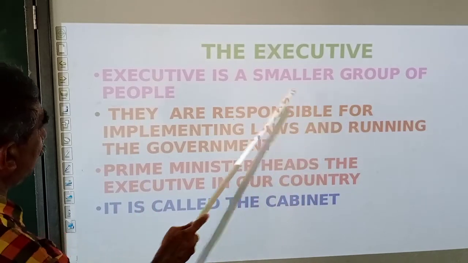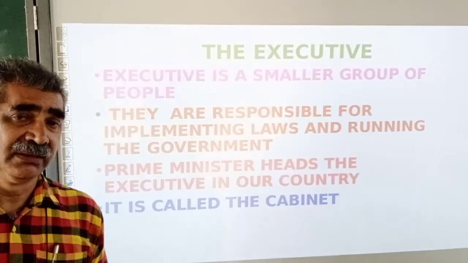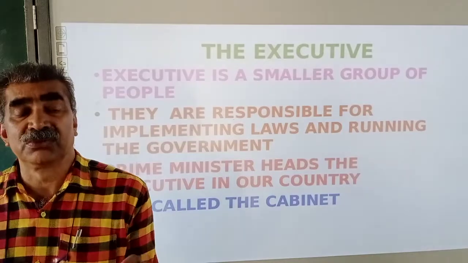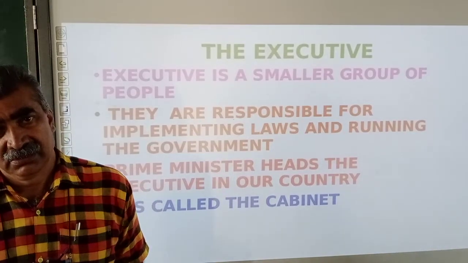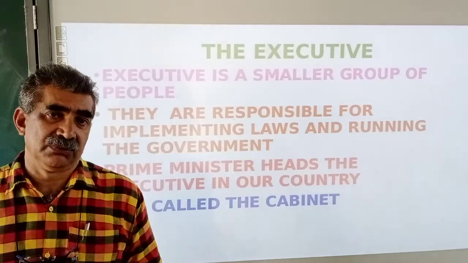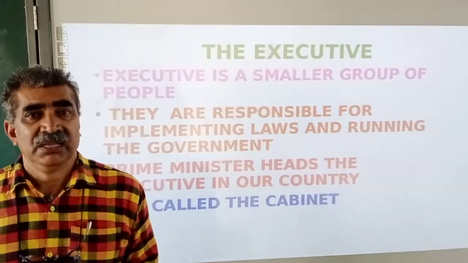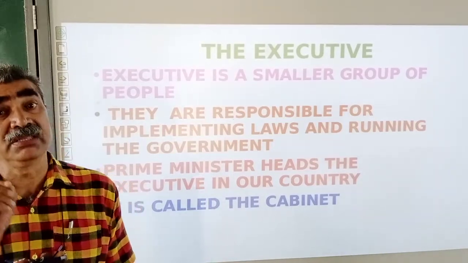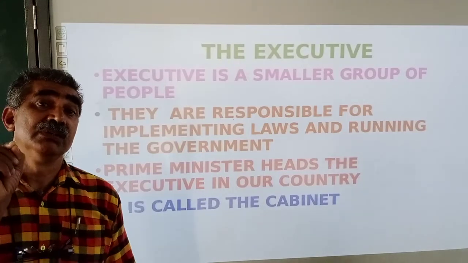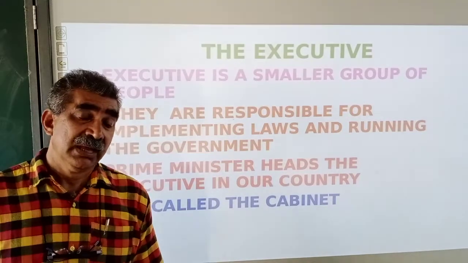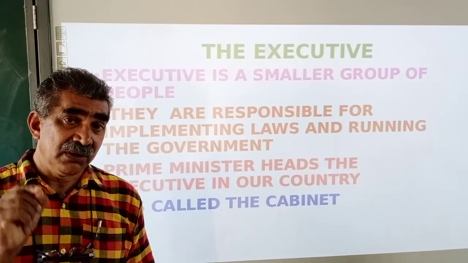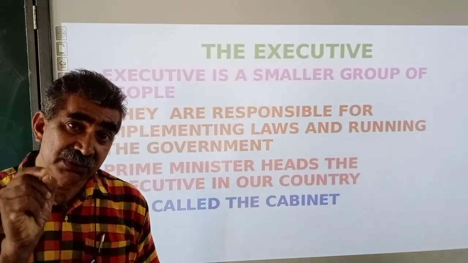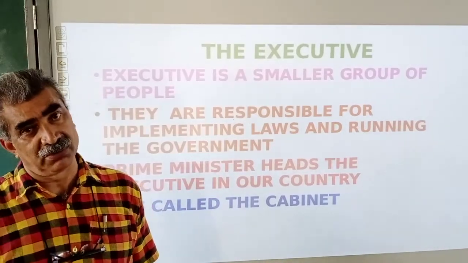They are responsible for implementing laws and running the government. In India, the Prime Minister is the head of the executive. So the Prime Minister heads and directs the executive. And there are two kinds of executive. Elected executive means elected MPs, the persons who are elected by the people. And in India, all the members of the executive are members of the legislature. They are members of the parliament, either of Rajya Sabha or of Lok Sabha.